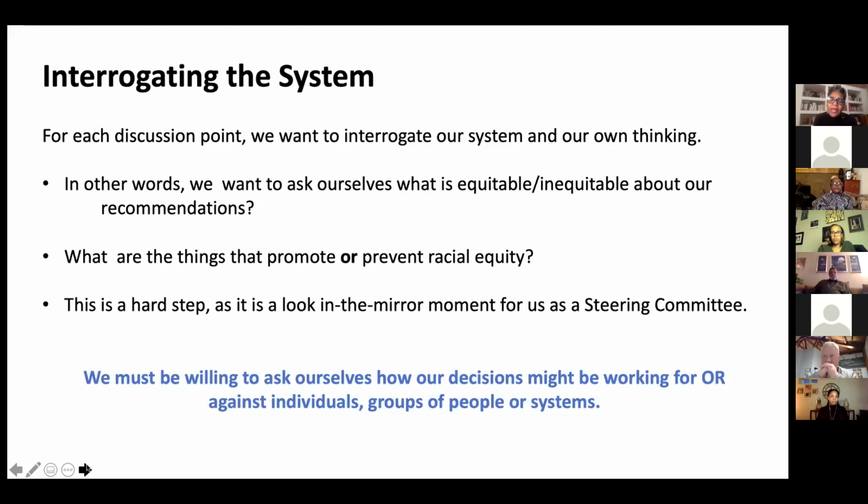In other words, we have to be asking ourselves every step of the way in this process, what is equitable about what we're saying or doing, and what is inequitable about what we're saying or doing? What are the things that we're involved in that are either promoting or preventing racial equity? It's a look in the mirror moment for us as a steering committee, and I've been through this enough to tell you it's not easy. We have to be willing to ask ourselves how our decisions might be working against or for individuals, groups of people, or a system. So that proactive system interrogation or process interrogation is something that we'll have to do.